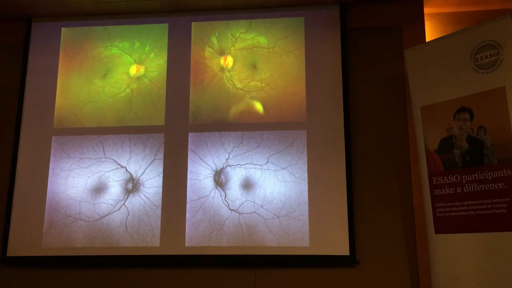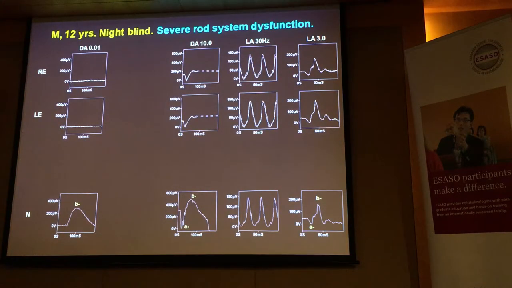And you look at the images, and the images are actually pretty good. You might think there's a possibly slightly hyperautofluorescent area, but for a 12-year-old, pass those as normal. And then you do the ERGs, and the rod ERG is completely undetectable. Bright flash, dark flash ERG is down to 120 microvolts or so. It should be 250 to 450. So there's marked loss here. So we've got severe rod system dysfunction. The cones are pretty good.